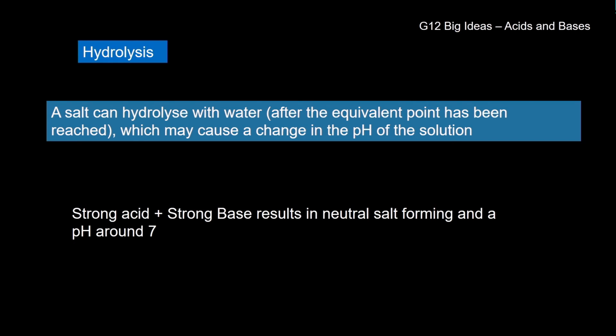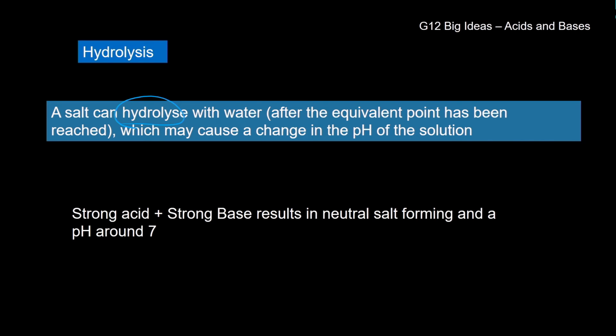So the titration has happened, the neutralization reaction has happened, and now we get the product, which is salt and water. And we're going to look at what happens with that salt. So that salt, the product of this neutralization reaction, reacts with the water. And we can have hydrolysis happening. This is the official definition for hydrolysis. So a salt can hydrolyze with water, which may cause a change in the pH of the solution.